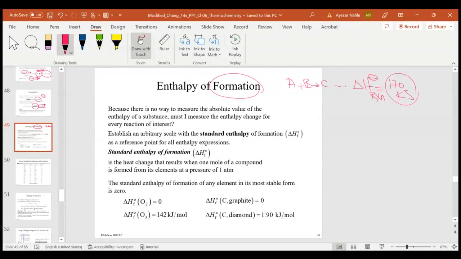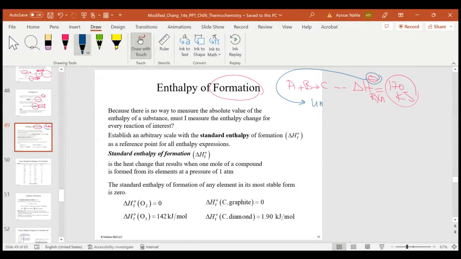Kilojoule. Okay. The naught in here, when I say there is a naught in there, this naught means under standard conditions.